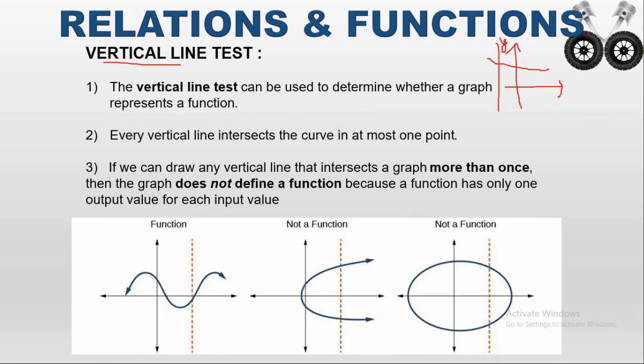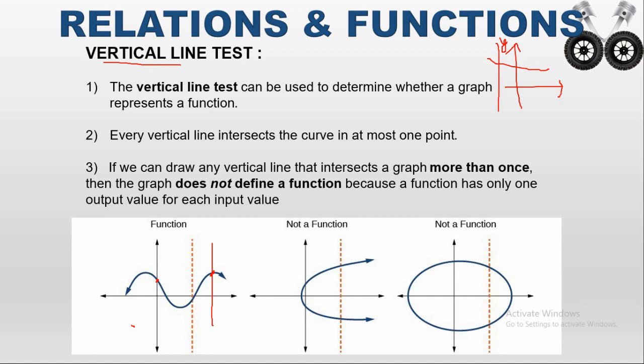So see some examples here. First, see the first figure. In this figure a graph is drawn, and we draw one vertical line. This vertical line intersects only one point, here. Even if I draw the vertical line on this side, it also intersects at only one point. So the given graph is a function.